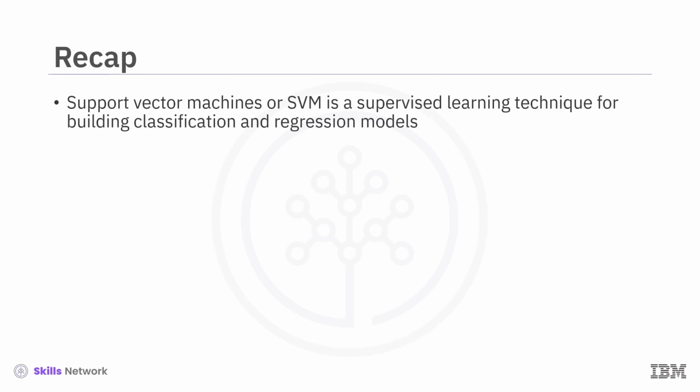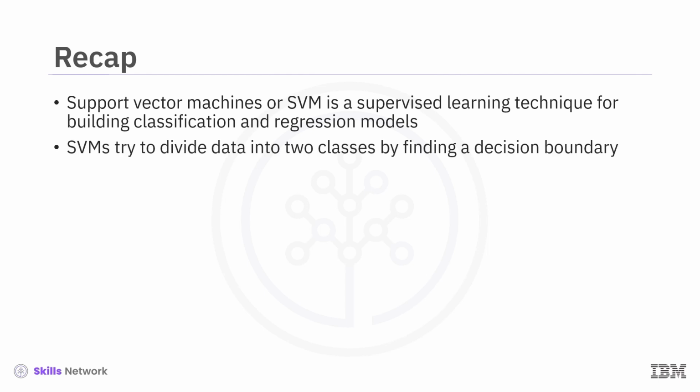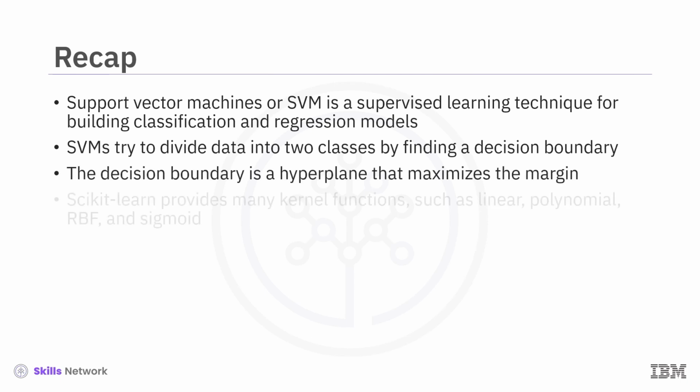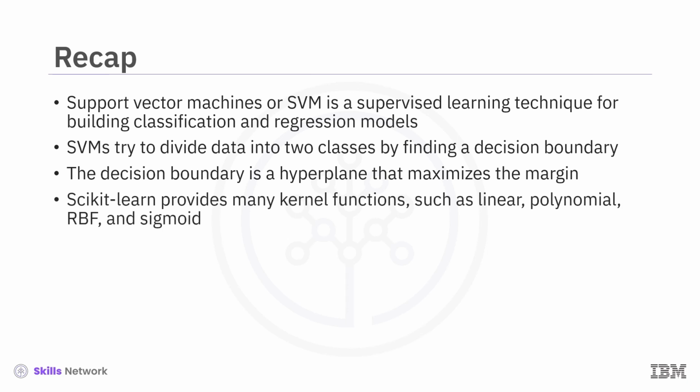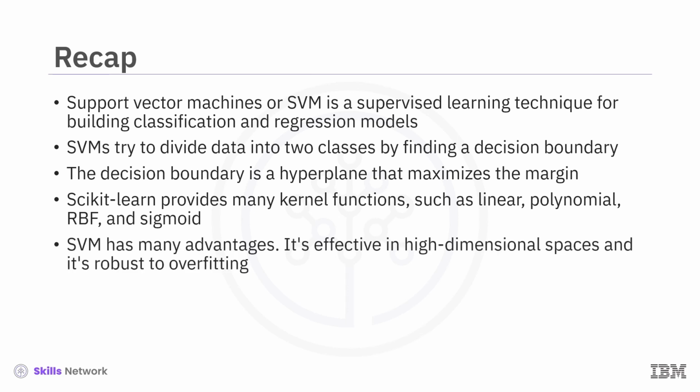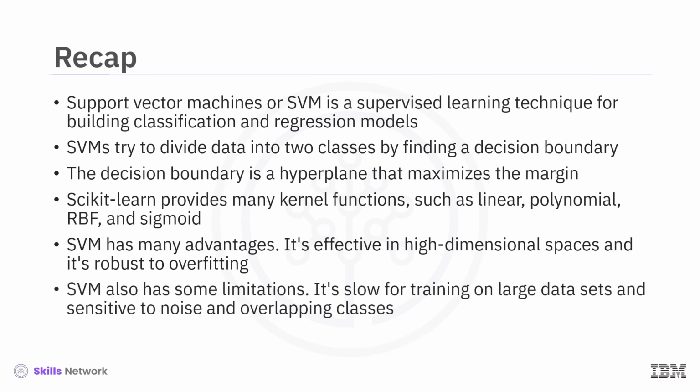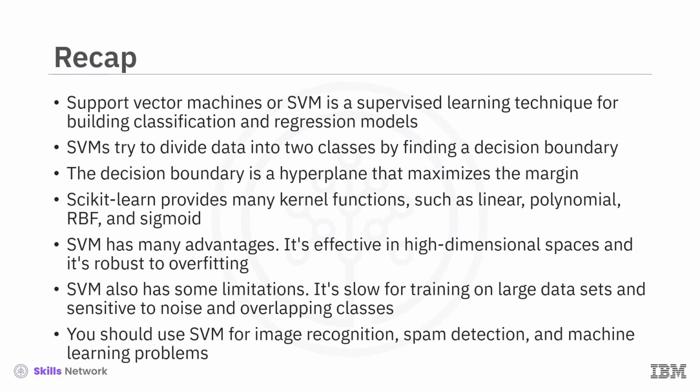In this video, you learn that support vector machines, or SVM, is a supervised learning technique for building classification and regression models. SVMs try to divide data into two classes by finding a decision boundary, which is a hyperplane that maximizes the margin. Scikit-learn provides many kernel functions, such as linear, polynomial, RBF, and sigmoid for using with SVM. SVM has many advantages. It's effective in high-dimensional spaces and robust to overfitting. However, it also has some limitations. It's slow for training on large data sets and sensitive to noise and overlapping classes. You should use SVM for image recognition, spam detection, and machine learning problems.